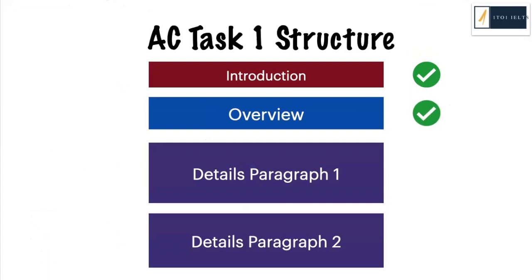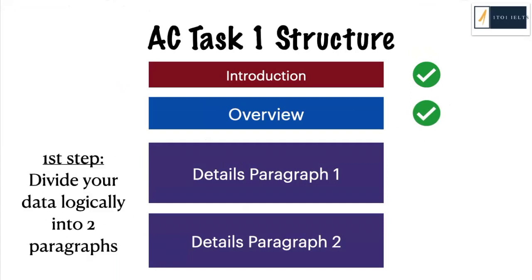Now we've successfully covered the overview, so we're going to move on to our detailed paragraphs. The most important thing when looking at detailed paragraphs is dividing our data logically. If you don't divide your data logically between the 2 paragraphs, you will not get over a band 5 for your coherence and cohesion. This is another very important reason why you should be following this band 9 structure for your academic task 1 essays.